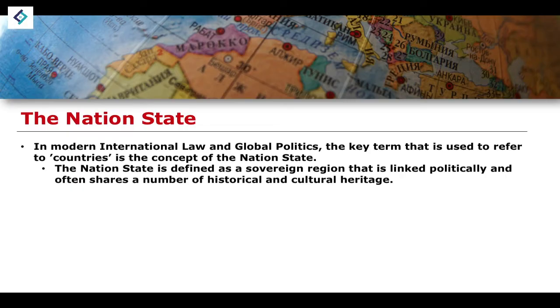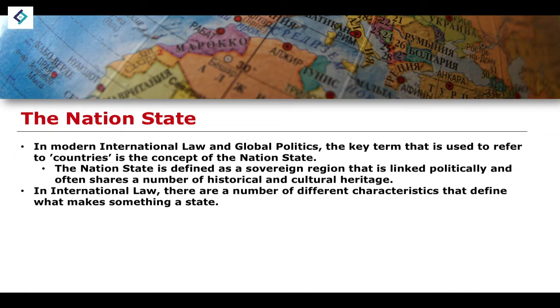Now, this can be a federal government structure, like the United States, where there are different levels of the government. You have state governments and you have a federal government on top, but there's still a centralized political tradition that exists in, for example, the United States or Germany as well. And so that's what we mean when we talk about the concept of the nation state.